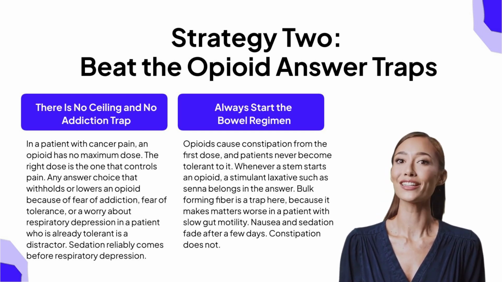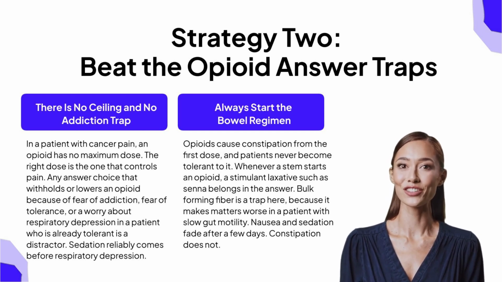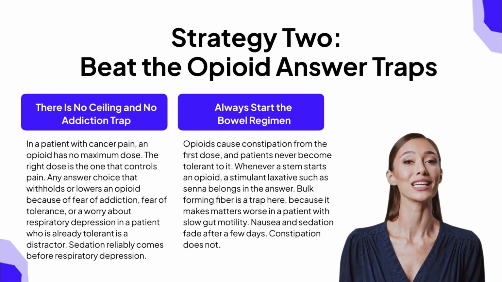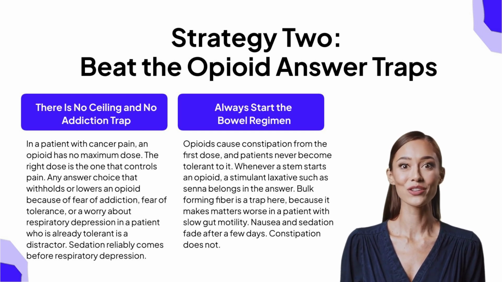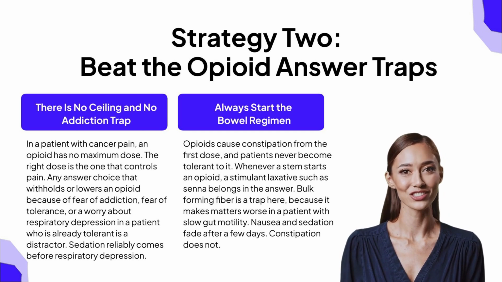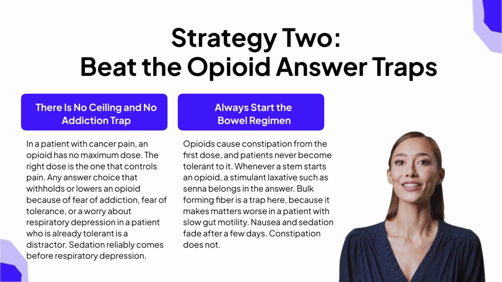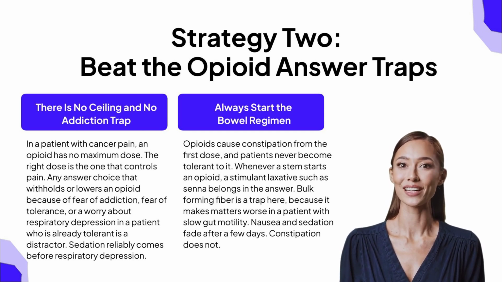Second, always start the bowel regimen. Opioids cause constipation from the first dose, and unlike nausea and sedation, patients never become tolerant to it. Whenever a stem starts an opioid, a stimulant laxative such as senna belongs in your answer. Watch for bulk-forming fiber as a distractor because in a slow gut, it makes things worse. Nausea fades, sedation fades, constipation never does.